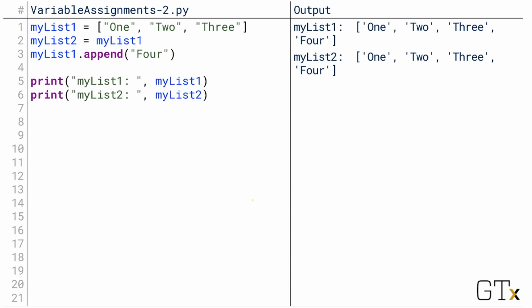It's like you and Addison are looking at the same piece of paper at the same time. If one of you makes a change to it, then the other will immediately see that change. You're sharing the same piece of paper. You're not copying it to your own.